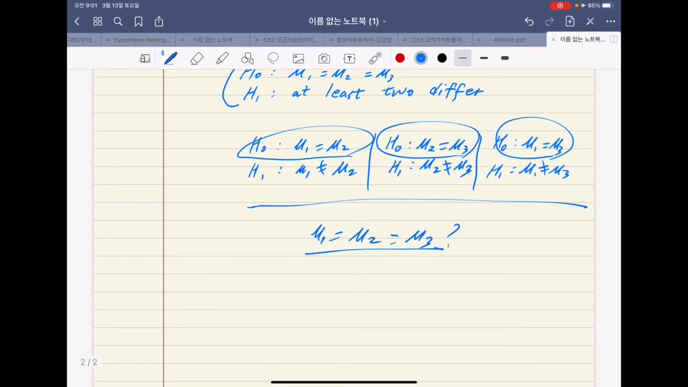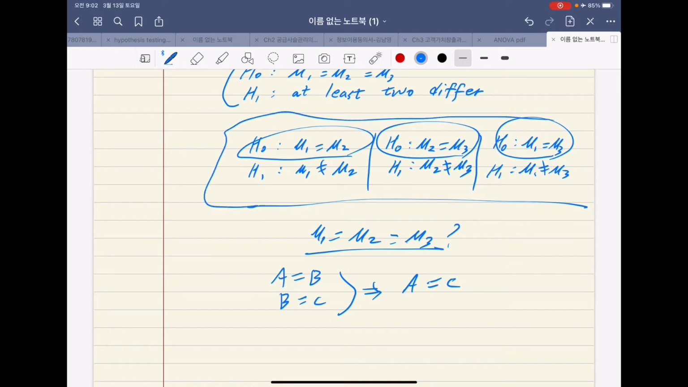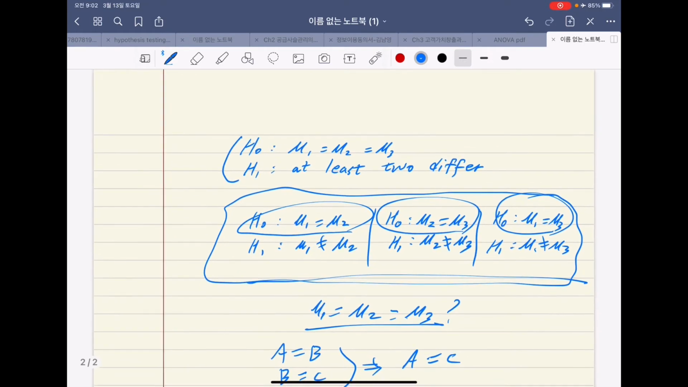Remember that this is not mathematics, right? In mathematics, if you have A is equal to B and B is equal to C, then from this you can say that A is equal to C. But in statistics, you cannot say this. Why is that? Because there is always a sampling error. So we cannot use this type of pairwise comparison for testing these hypotheses.